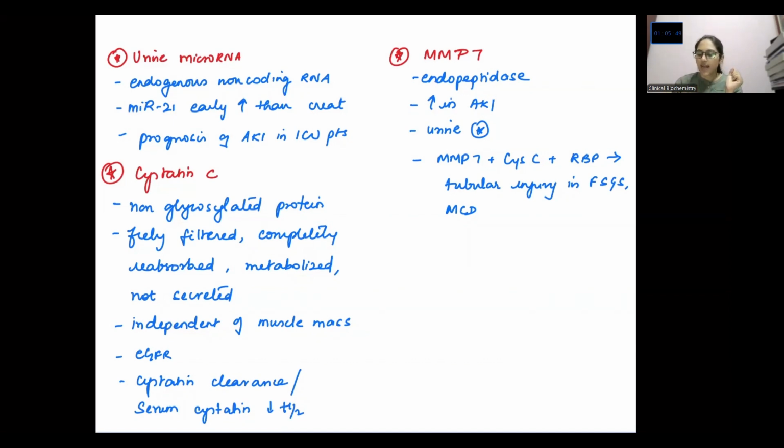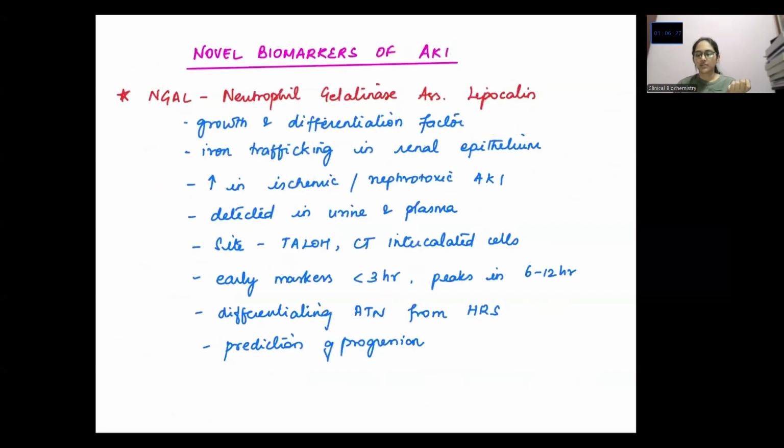And next is matrix metalloproteinase 7. That's an endopeptidase elevated in AKI. Urine matrix metalloproteinase is more useful than the serum one. If you want to understand the tubular injury in FSGS, that is focal segmental glomerulosclerosis, and minimal change disease, you may use MMP7 with cystatin C and retinol binding protein. If you are checking all these three analytes, it is useful to assess the tubular injury. So these are some of the novel biomarkers of AKI.